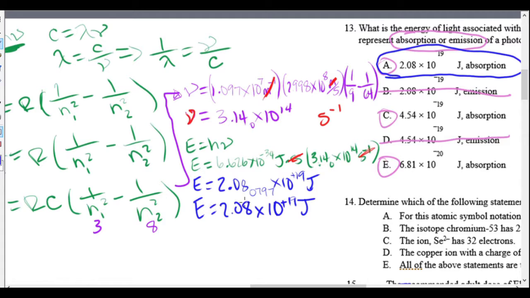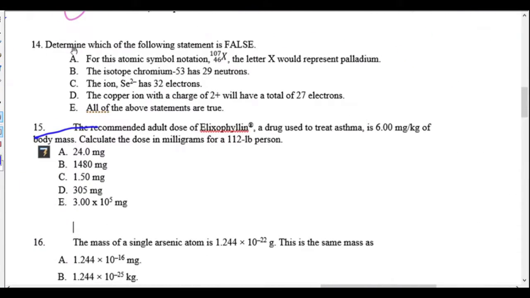The other way you can do it involves just doing the substitution right away, which is where you would start with E equals hc over lambda, which equals R times (1 over n1 squared minus 1 over n2 squared), and then you solve for this. So you end up getting the right answer though. I just didn't want to do the same problem twice. I'm sure you guys are probably already tired of this anyways.